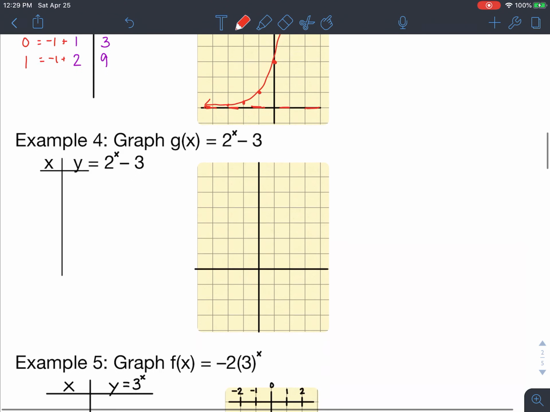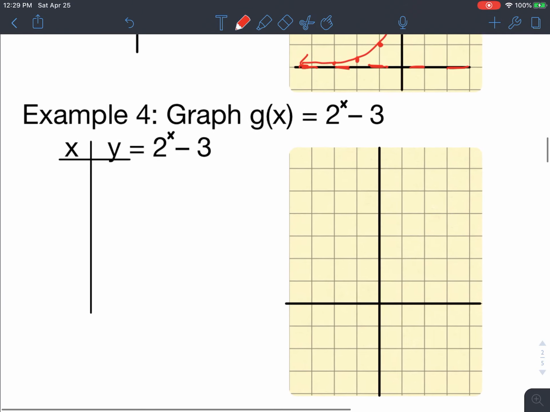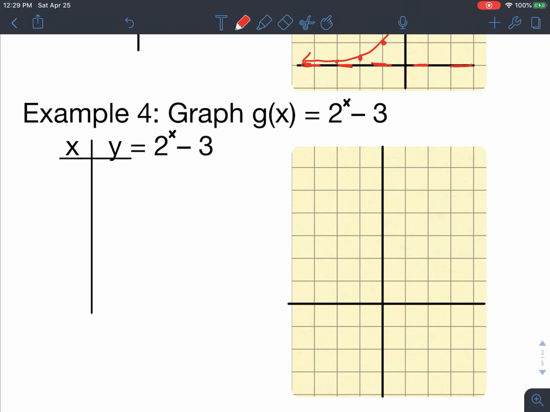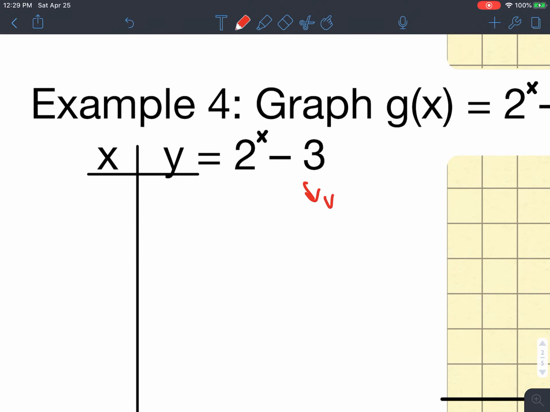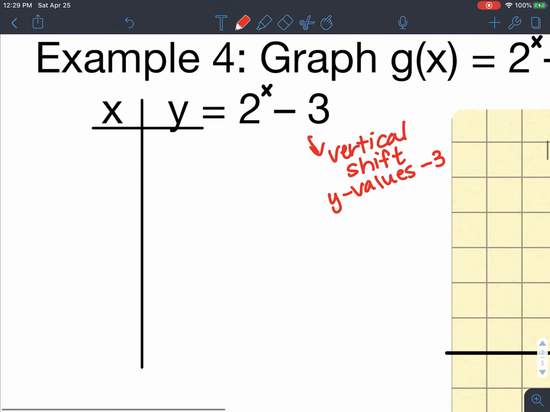Okay. All right, let's try a different transformation. Let's try 2 to the x minus 3, but notice where this -3 is. It's not up with the exponent. So this is going to be a vertical change, so a change to y. And what that will do is it will take all of your y values and subtract 3 from it.